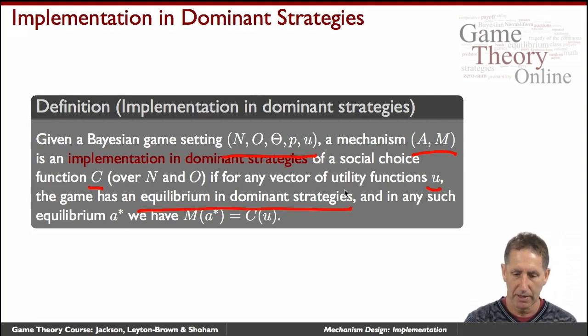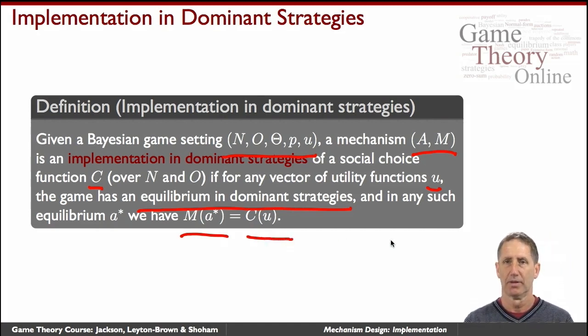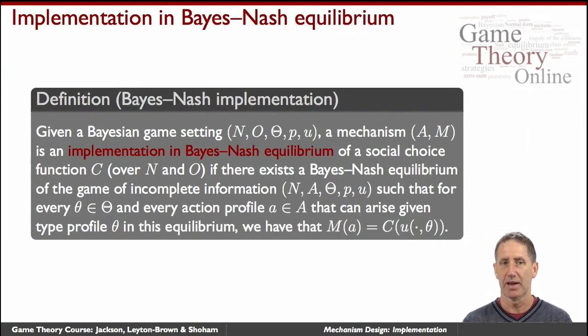such that in any such equilibrium, because there could be multiple dominant strategy equilibria, but in any such equilibrium, we have that the outcome specified by the mechanism is indeed the social choice function. In that case, we will say that the mechanism implemented the social choice function in dominant strategies. You could ask several questions about it. Why should it be in all equilibria? Maybe it's enough that in one; indeed, you could define it that way. Why only dominant strategies? And in fact, the answer is it doesn't have to be in dominant strategy.